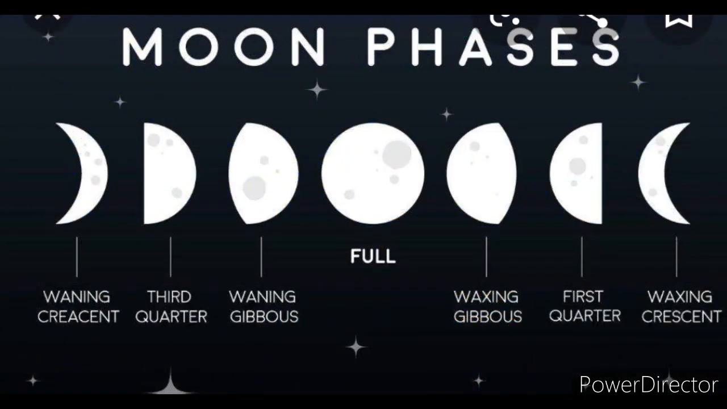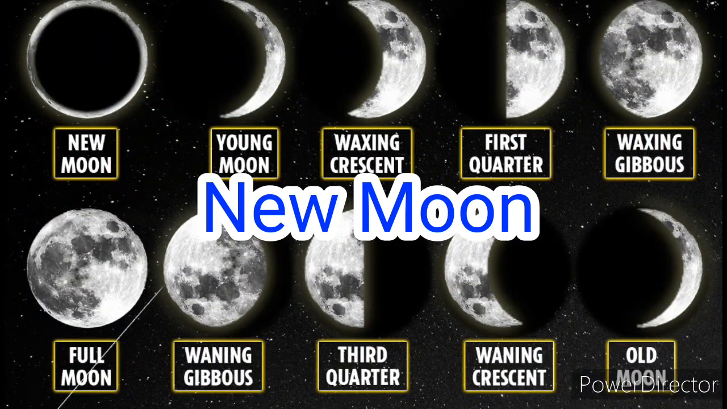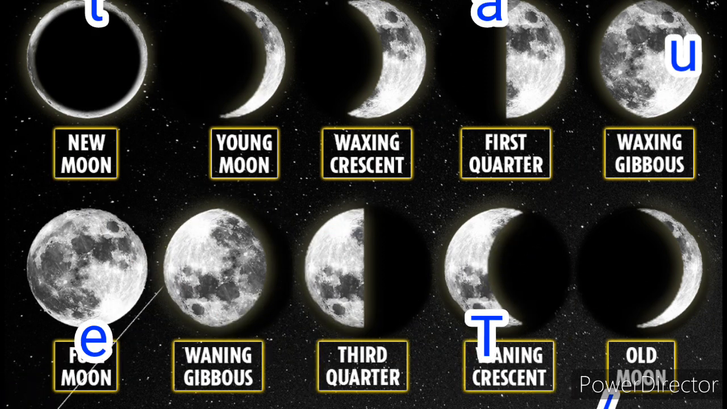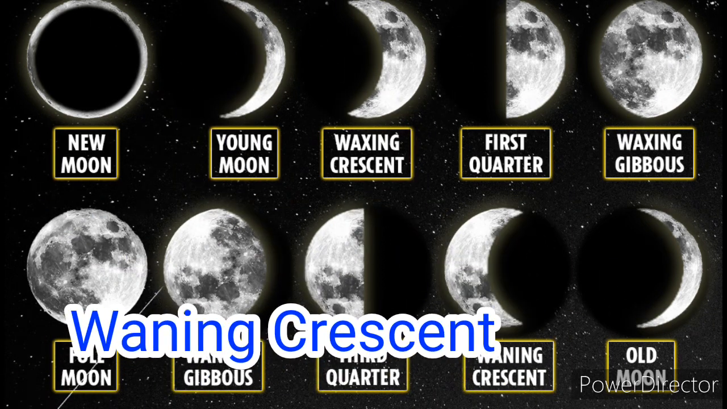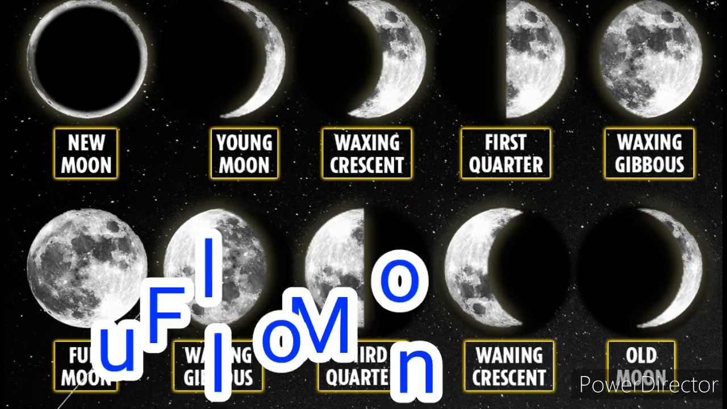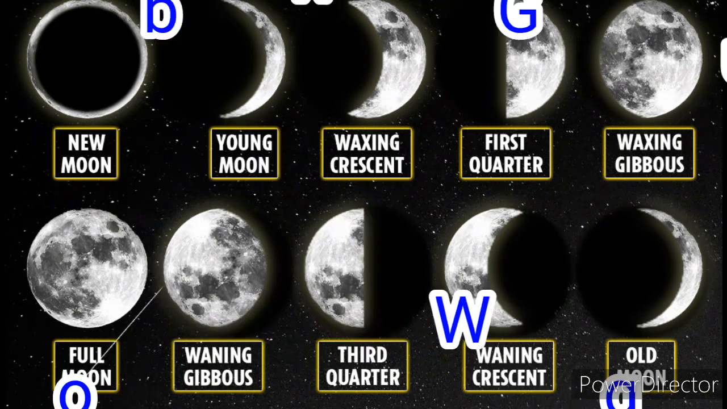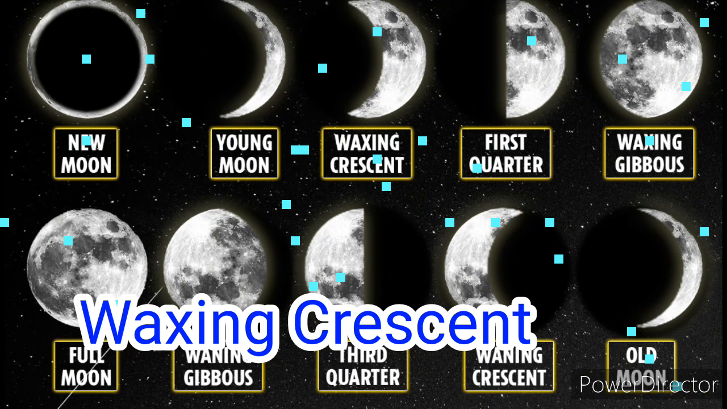And that ends our discussion today, so please remember the important words. Number 1, new moon. Number 2, waning gibbous. Number 3, third quarter or last quarter. Number 4, waning crescent. Number 5, full moon. Number 6, waxing gibbous. Number 7, first quarter. And finally, number 8, waxing crescent.